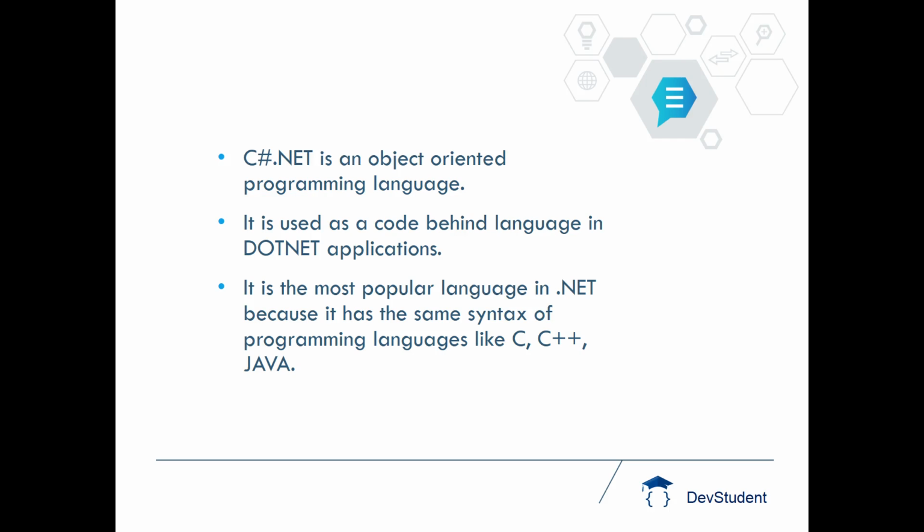C Sharp .NET is the most popular language in .NET because in the world most of the programmers are using C, C++, and Java as programming language. They can directly write C Sharp code because it is having a similar syntax.